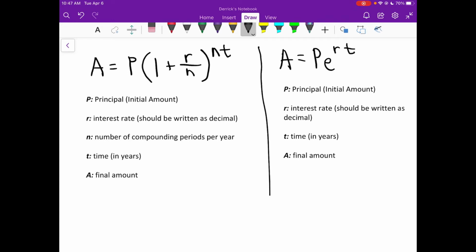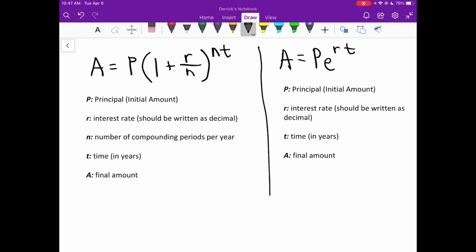Now, there is one difference between these two formulas, and that would be N. You'll notice in the second formula on the right, there is no N for that. N represents the number of compounding periods per year, meaning if you are told that you are compounding annually, that would be once a year. If you're told that you're compounding monthly, that would be 12 times a year. So N would be 1 or 12 respectively.